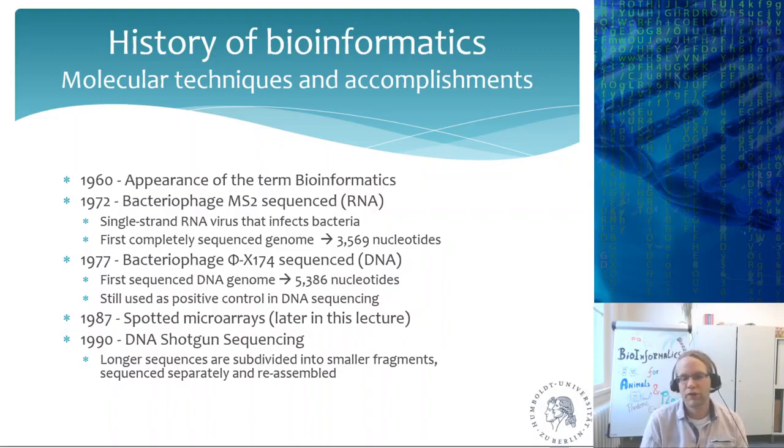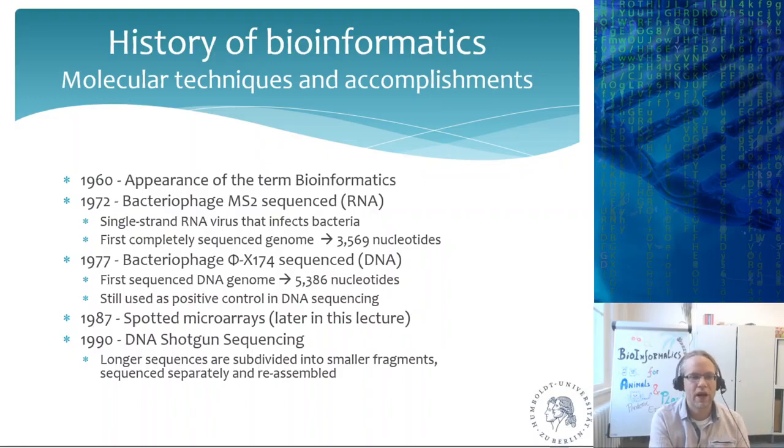The whole genome of this bacteriophage is very small. It's only like 3,500 base pairs or 3,500 nucleotides, but it is the first completely sequenced genome, the first RNA sequenced genome. Then in 1977, in biology, not so much bioinformatics, people sequenced the first DNA virus, which was bacteriophage phi X174. This is the first sequenced DNA genome.